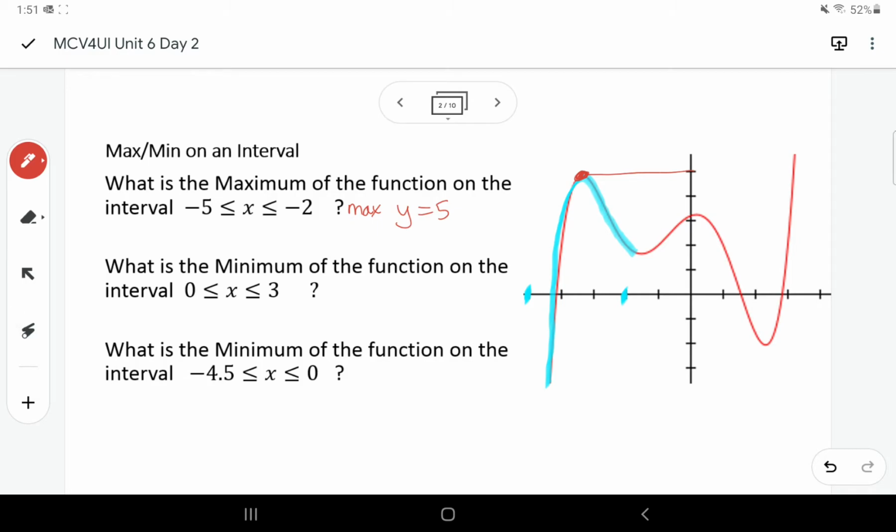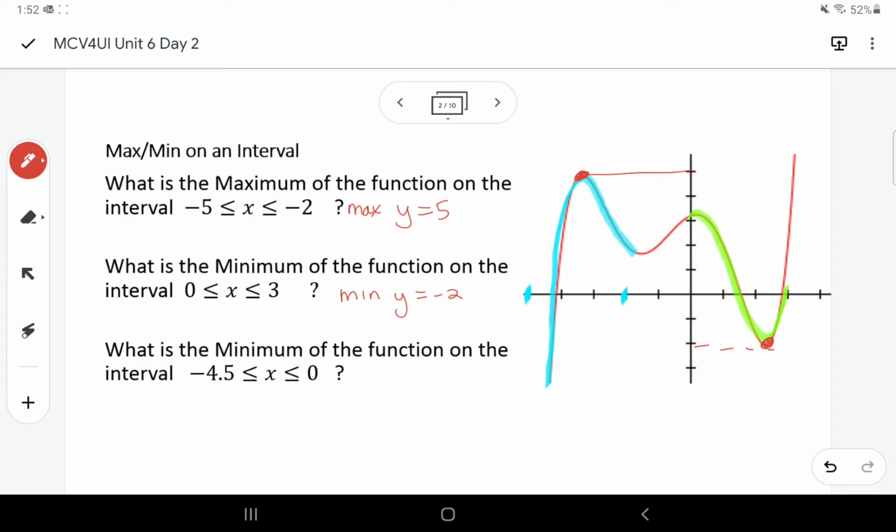Now, the next one says, what's the minimum value of the function in the interval 0 to 3? So I'm going to go back in a different color and highlight the graph of the function between 0 and 3. And here we're looking for a minimum value. So the lowest value in that green highlighted section would be a minimum of y equals -2. And that's usually where we expect to find maximums and minimums.